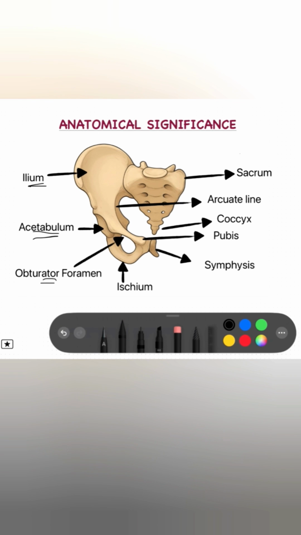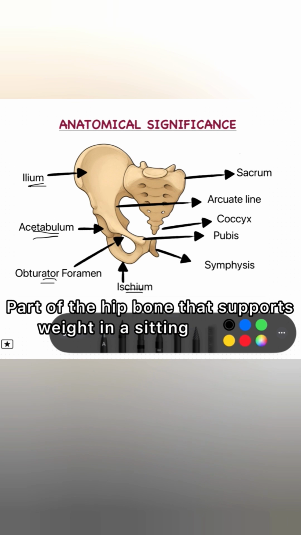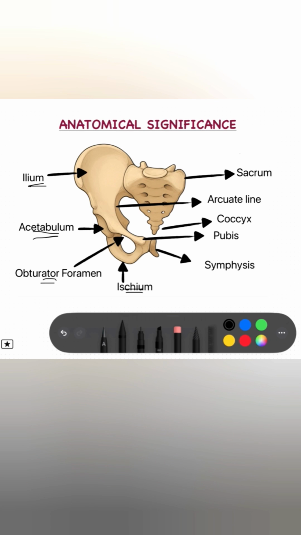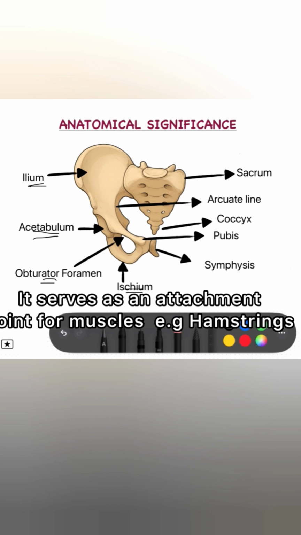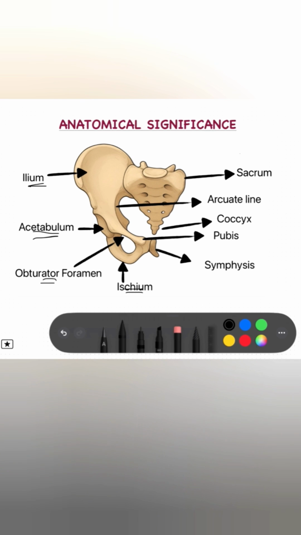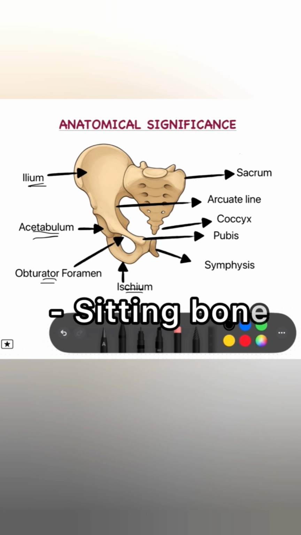So next you're going to move to the ischium. The ischium forms part of the hip bone and supports body weight when sitting. It contributes to part of the acetabulum. It serves as an attachment point for muscles like the hamstrings and ligaments. The ischial tuberosity is a key sitting bone.